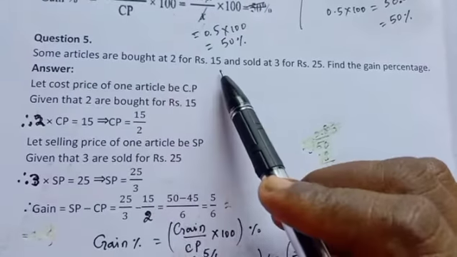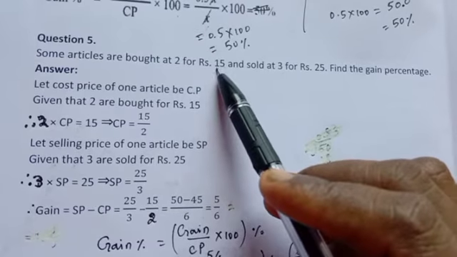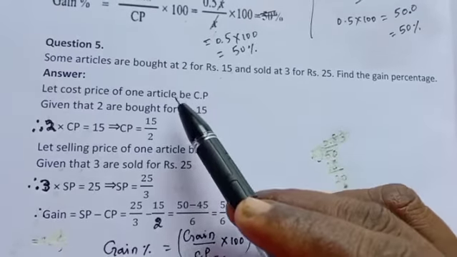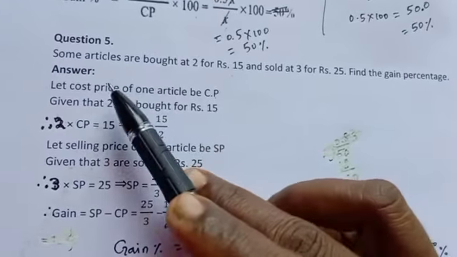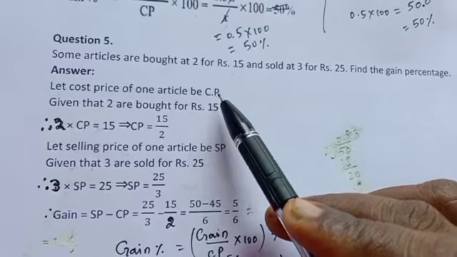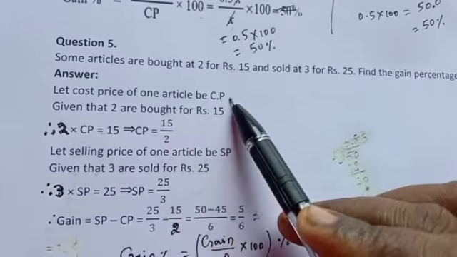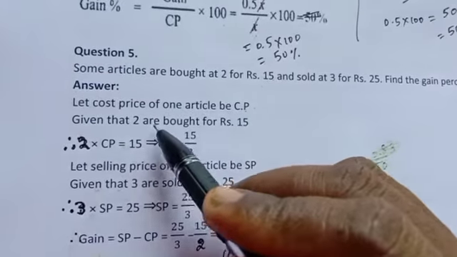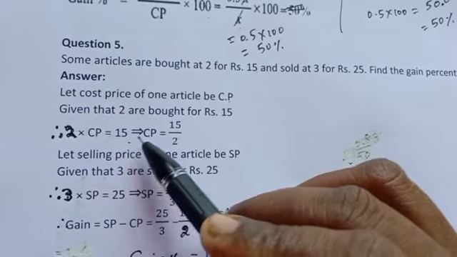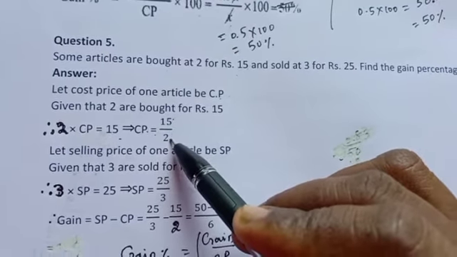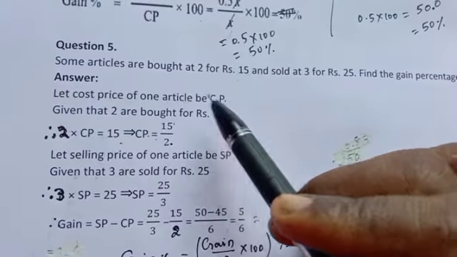Listen students, in this question, 2 articles cost is rupees 15. CP of 2 articles is rupees 15. Yes, it is given. But the one article cost we want to find. Let the cost price of one article be CP. Instead of using a variable, you have to use CP, cost price. Given that two are bought for rupees 15, so 2 into CP is equal to 15, so CP is equal to 15 by 2.